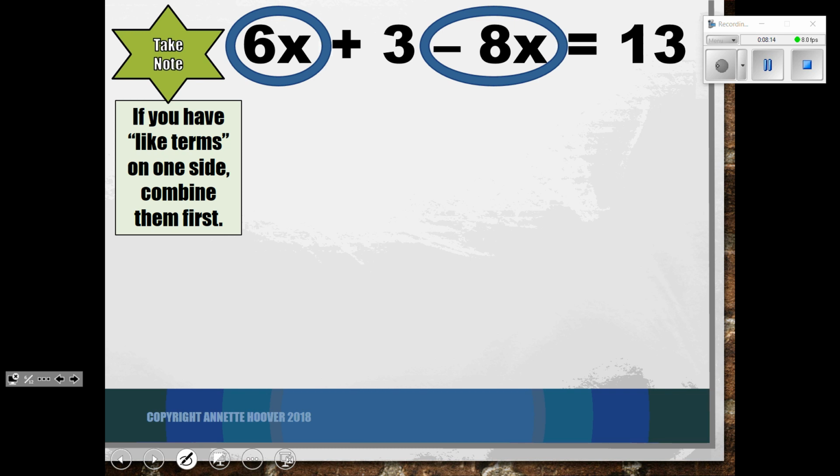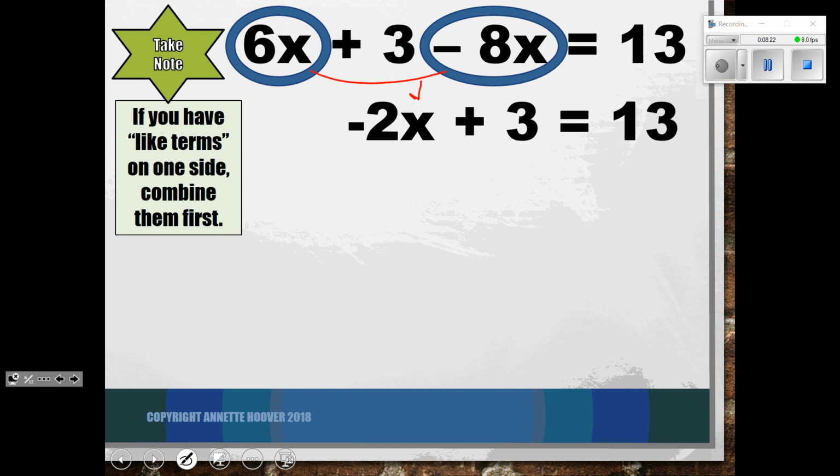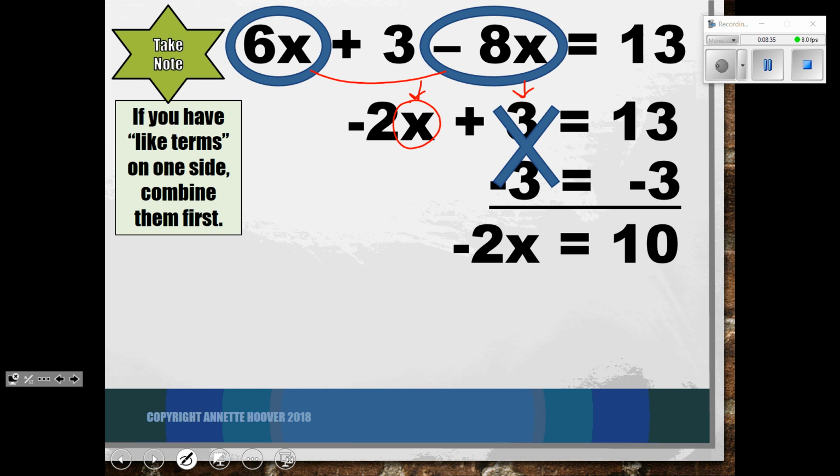A 6x and a -8x is a -2x. Plus 3 equals 13. So far all we did was combine these two. And now we have our two-step equation. So you locate the variable. You want to move what's not attached to the variable first, which is a +3. So we're going to subtract 3 from both sides of the equation. And that gives us a -2x on the left side and a +10 on the right side.